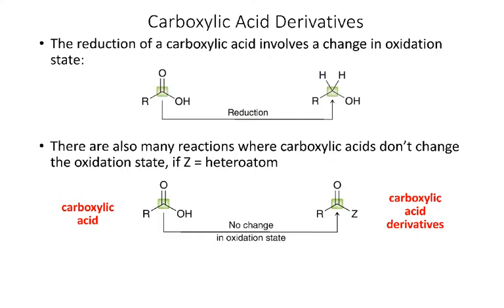So in the last video, we saw examples of reduction of carboxylic acids, where we're changing the oxidation state of this carbon atom. There are a lot of reactions that carboxylic acids can undergo that don't change the oxidation state. If we replace the OH with an electronegative heteroatom, then the oxidation state doesn't change. And so anything where we replace the OH with some other electronegative heteroatom group will be a carboxylic acid derivative.